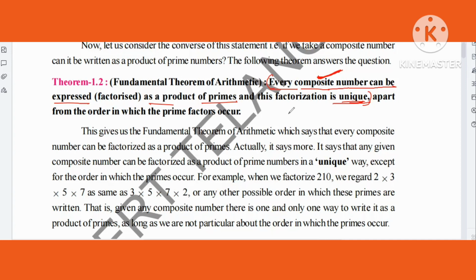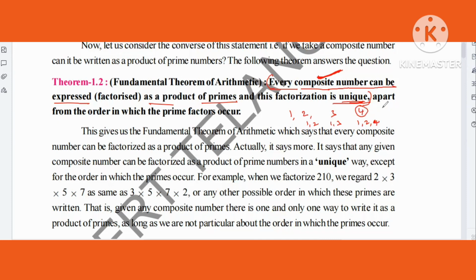For example, you know that 1 is neither prime nor composite. Why? Because 1 has only the factor 1. And 2 is a prime number because it has factors 1 and 2. 3 is a prime number. It has factors 1 and 3. But 4, what are the factors of 4? 1, 2, 4. So it has 3 factors. So 4 is a composite number. So that is also the least composite number. The least composite number is 4.